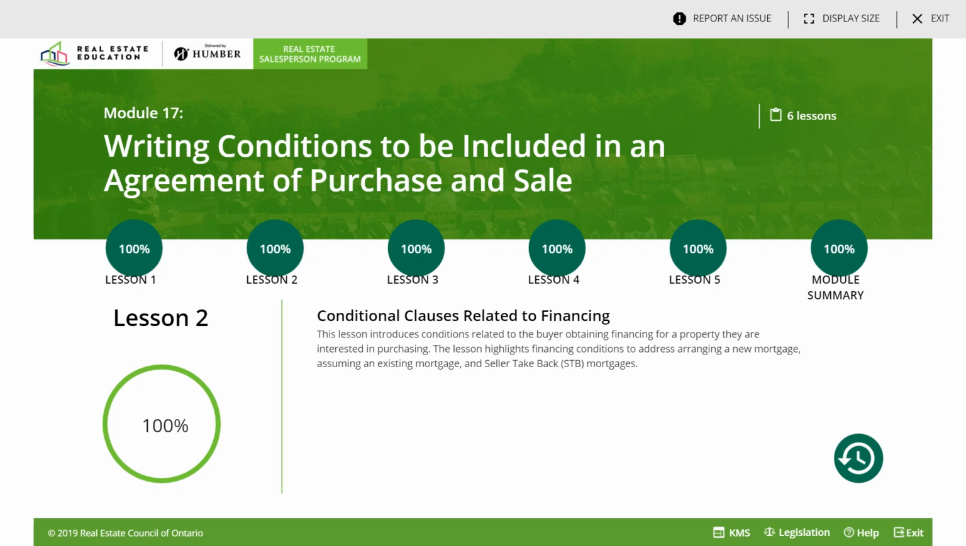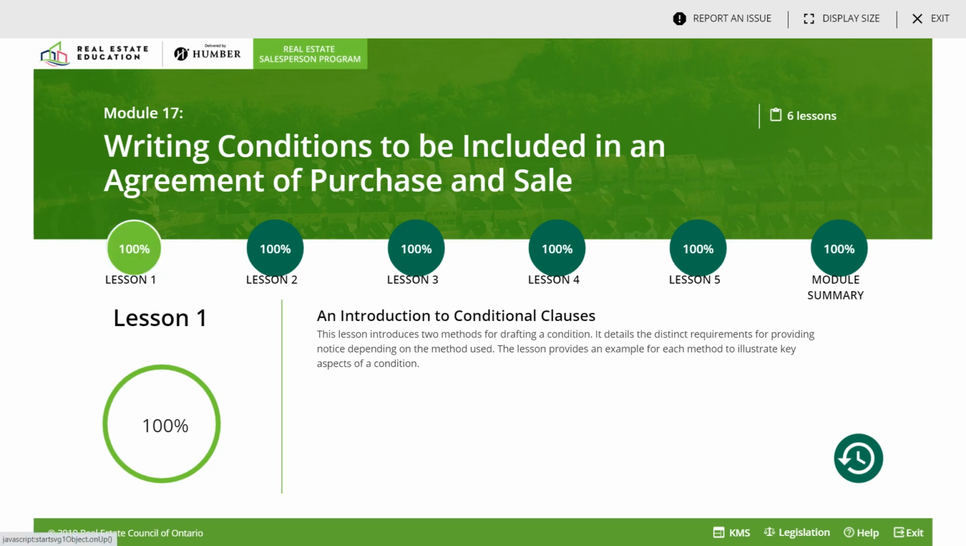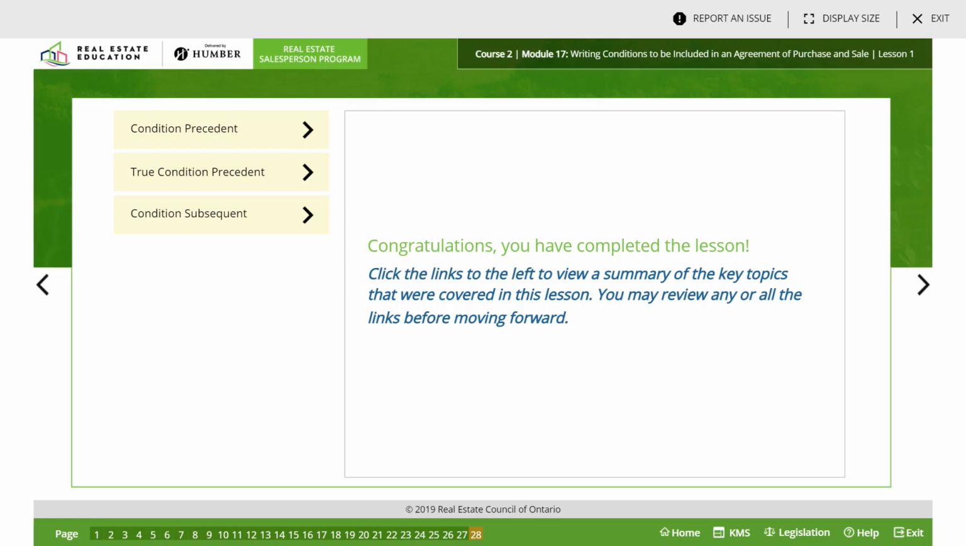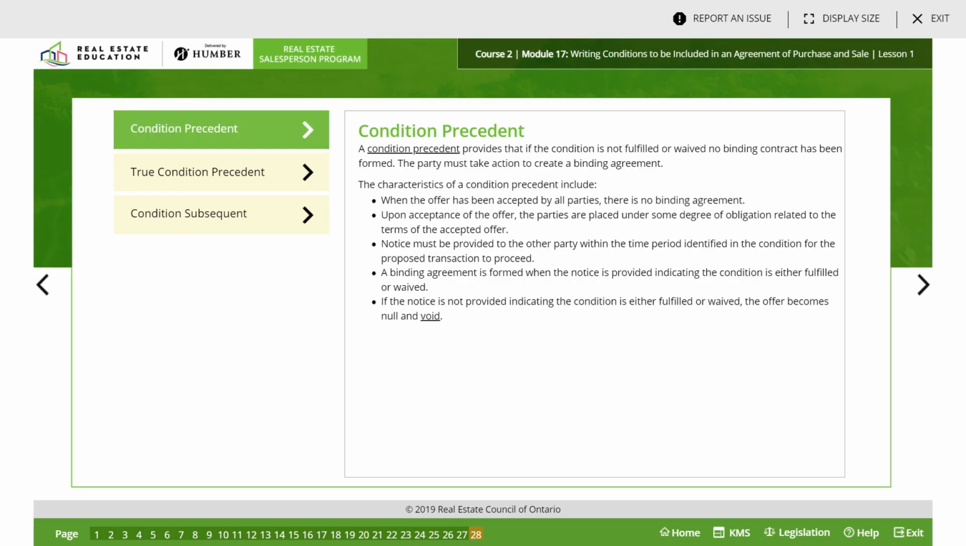I've been summarizing modules 1 to 20 for course 2, Real Estate Salesperson Program, delivered by Humber. We only have about 3 modules left, so I'm not going to waste any time and let's get through them as well. In module 17, lesson 1, it's an introduction to conditional clauses. There's about 27 pages of reading, but we can skip to the end and see what they say.